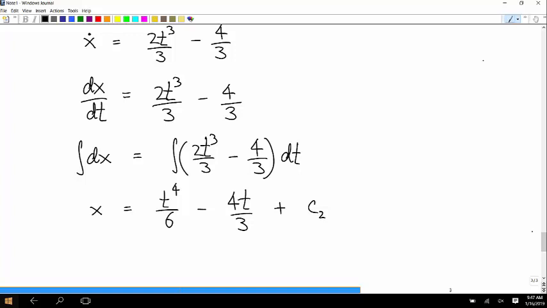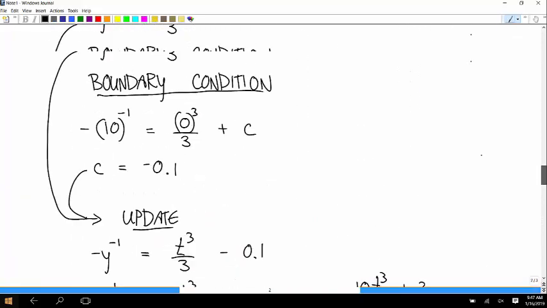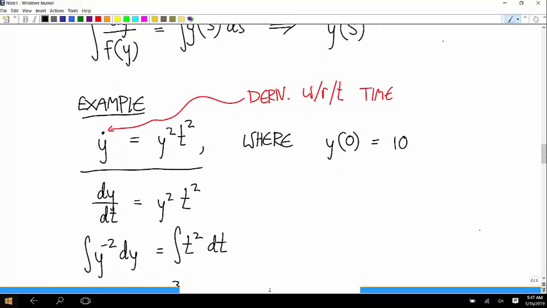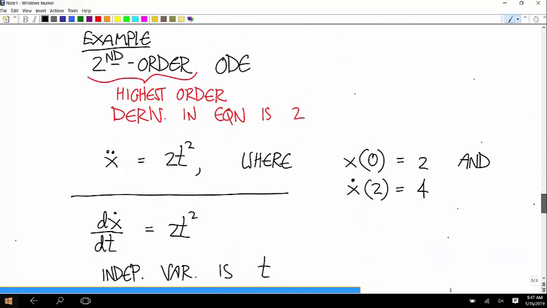And now you see why in this case, like in that first example, we only needed one boundary condition. In the second example, we need two boundary conditions. What do you think the difference is there? The order. Yep, you need the number of boundary conditions equal to the order of the differential equation.